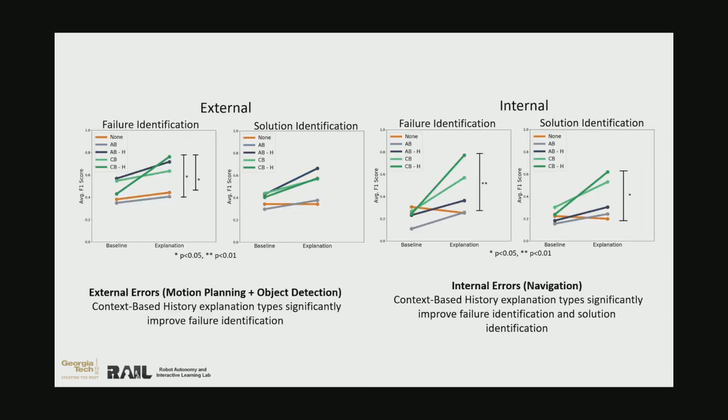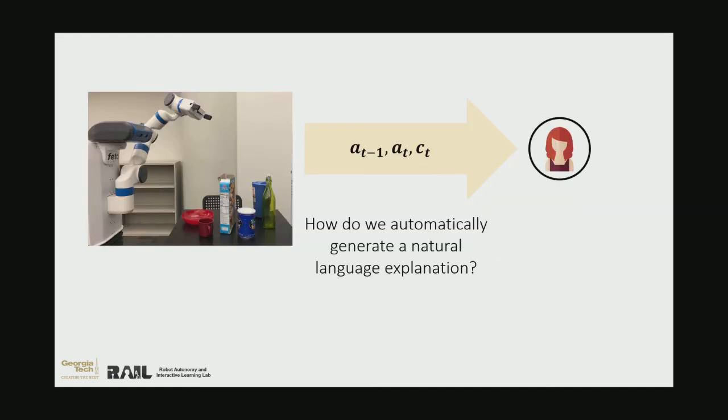We also examined the impact of each explanation type specifically on external and internal errors. We found that context-based history explanations worked best across all cases, but were particularly useful for explaining internal errors such as localization errors. For more details on these results, please see our paper. From these results, we see that the best performance is achieved when we communicate history in the form of the previous successful action, the current failed action, and any known context.